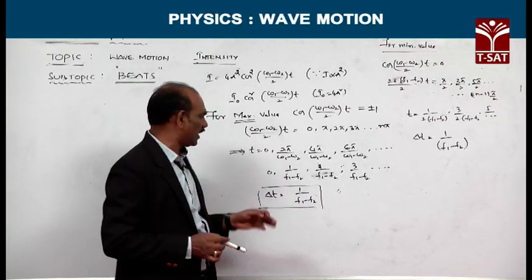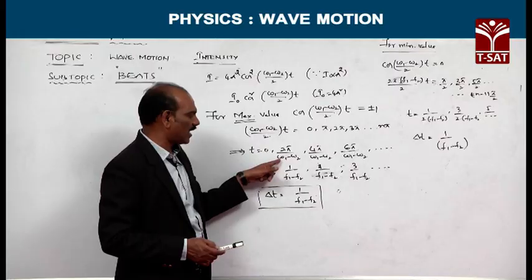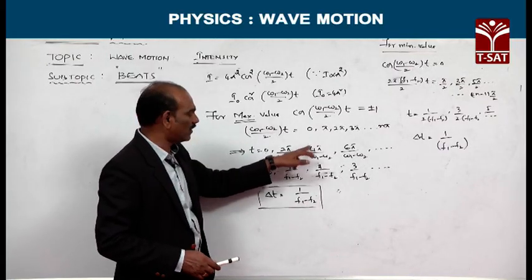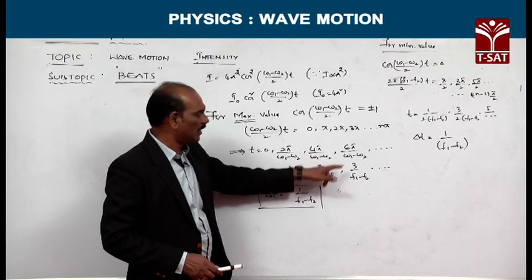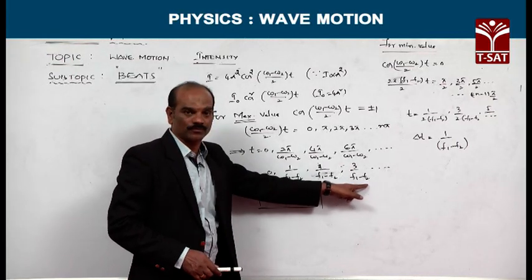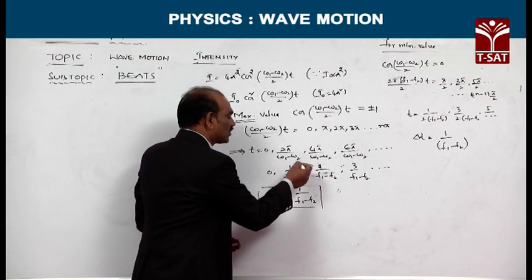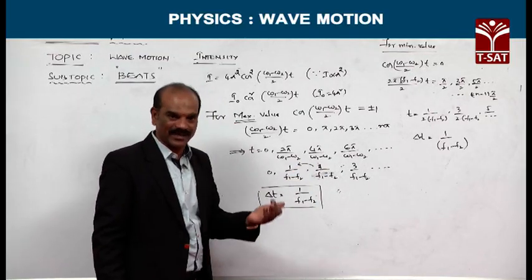Substituting that value over here, 2 pi by (omega 1 − omega 2) is also equivalent to 1 by (f1 − f2). This will become 2 by (f1 − f2). This will become 3 by (f1 − f2). Now we want to calculate the time interval between two successive waxing or maxima.